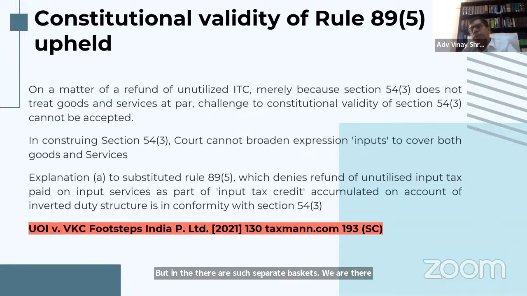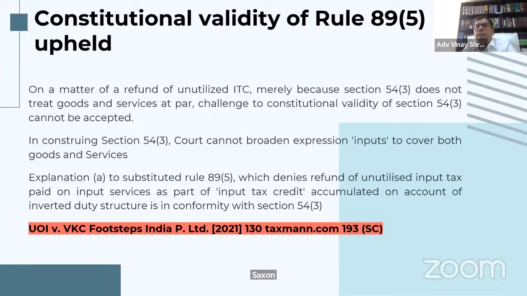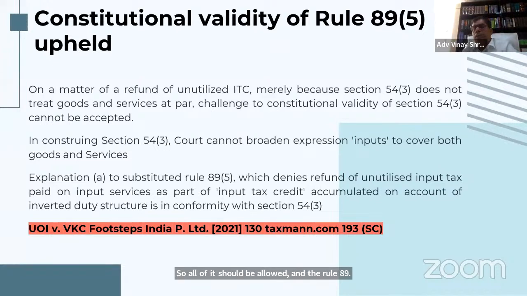So it was argued that Section 54 allows refund of unutilized input tax credit, and since there is no distinction between capital goods, inputs and input services in the definition of input tax credit, all of it should be allowed. And Rule 89 sub-rule 5, which does not allow the refund of input services and capital goods, is ultra vires to the Act.